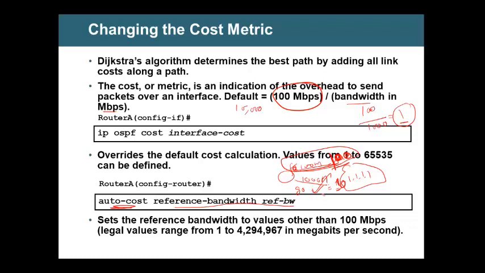You see, changing the reference bandwidth is mandatory whenever you are having links faster than 100 meg. But if you are going to set the cost manually, you no need to do this. So this is auto cost. Usually people rely on the auto cost. In OSPF, cost is calculated based on the bandwidth. That is what is called auto cost.